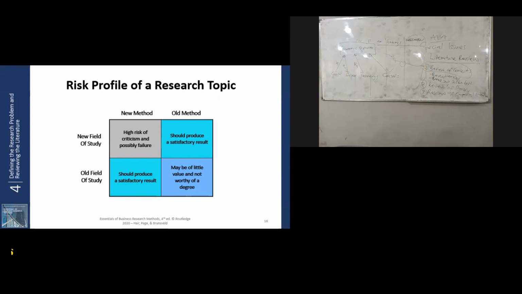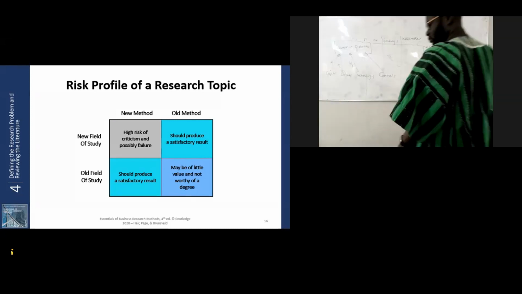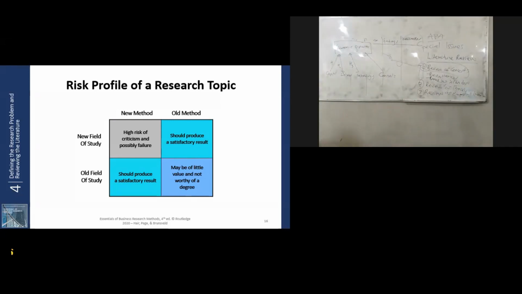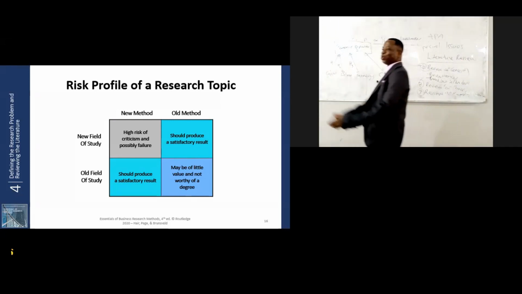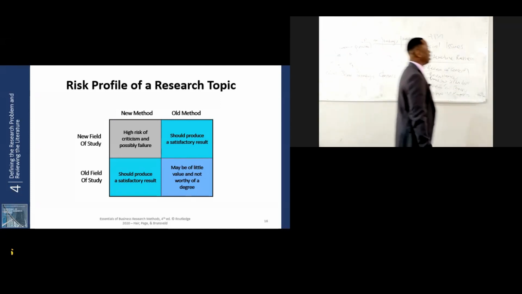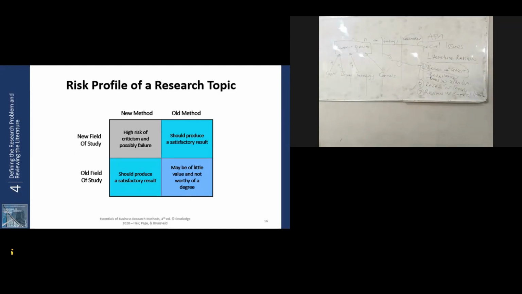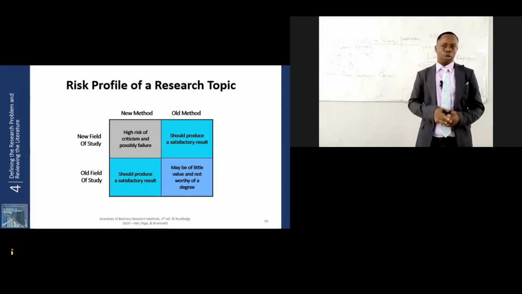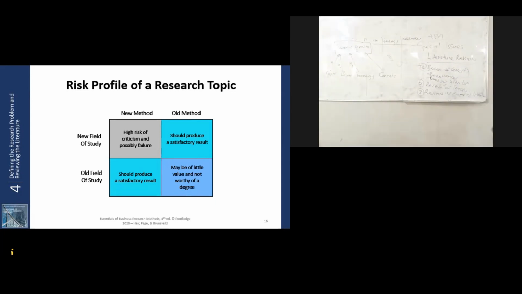Then the one that you should not venture in: old field of study, old method. Everything is old. So what is your contribution? So this last quadrant, you have a problem if everything there is old. It will be difficult for you to find a way into the literature. And that brings us to sources of literature.